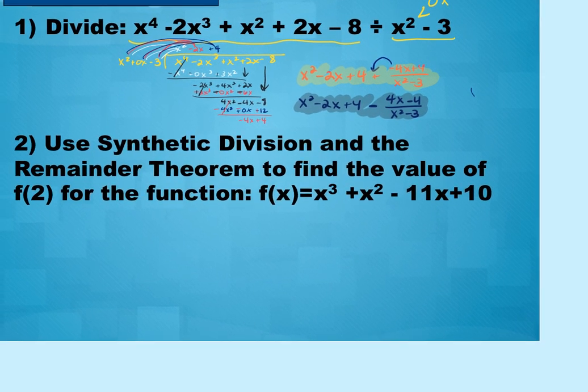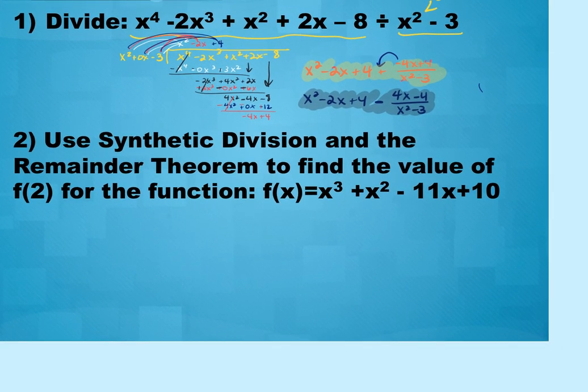All right, number 2, use synthetic division and the remainder theorem to find the value of f of 2 for the function. What does all that mean? What does it want you to do? Synthetic division with what on the outside? 2 goes on the outside. So 2 goes on the outside.